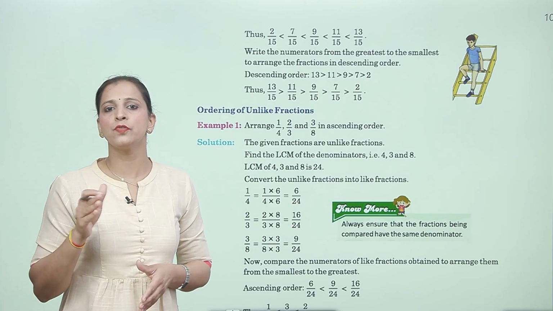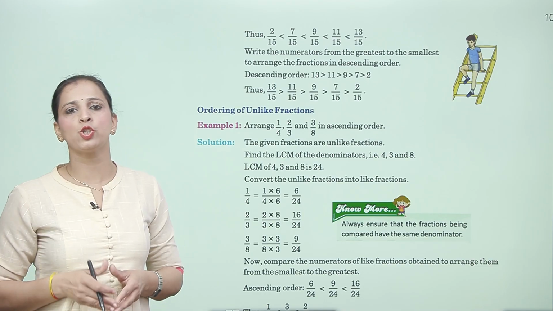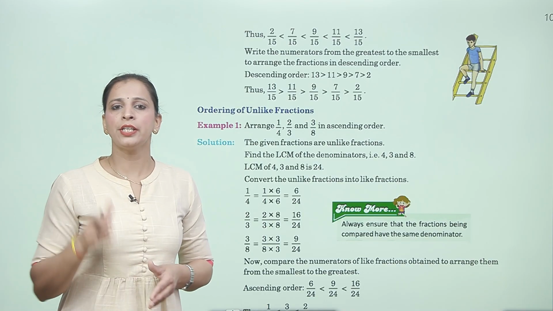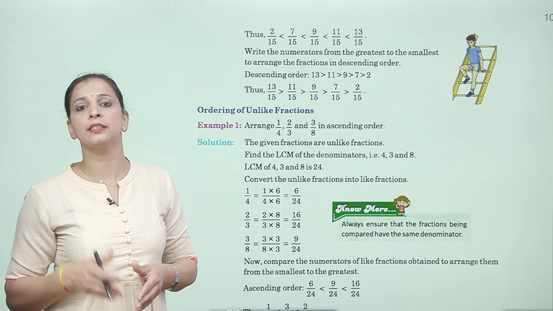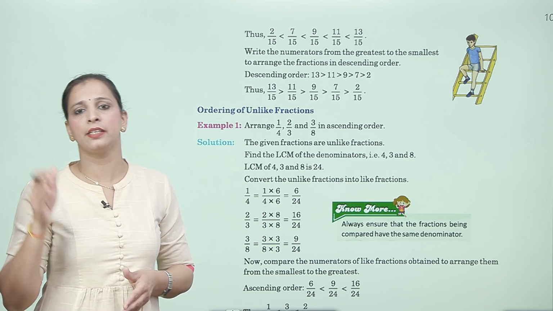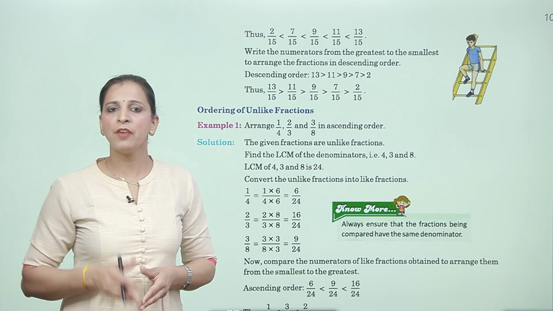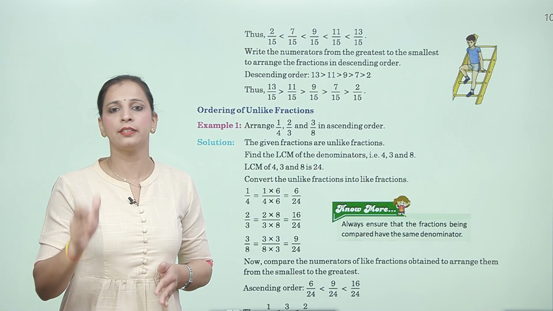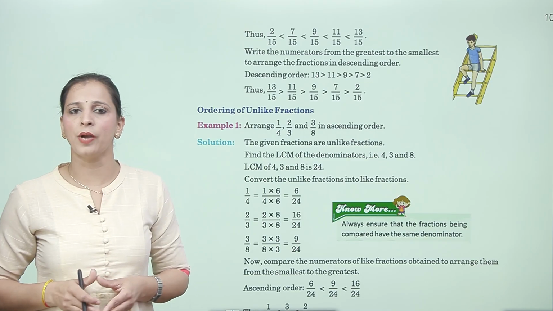Write the numerators from the greatest to the smallest to arrange the fractions in descending order. Descending order is 13 is greater than 11 is greater than 9 is greater than 7 is greater than 2. Thus 13 by 15 is greater than 11 by 15 is greater than 9 by 15 is greater than 7 by 15 is greater than 2 by 15.